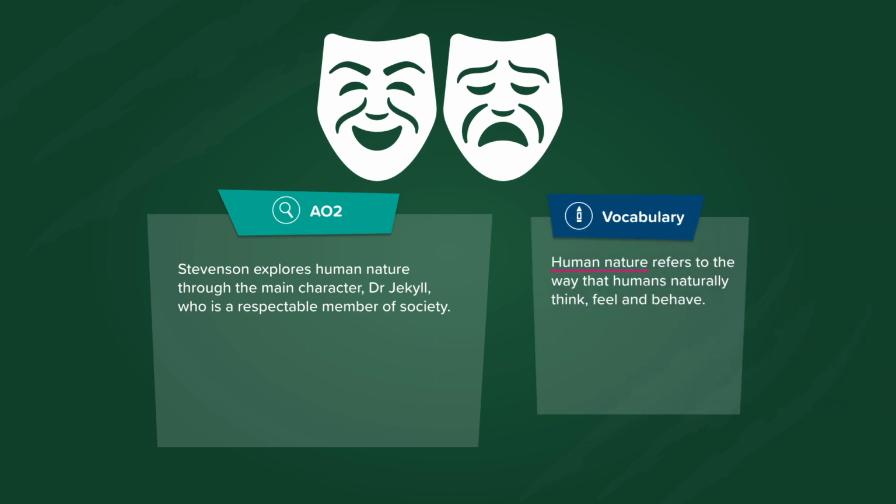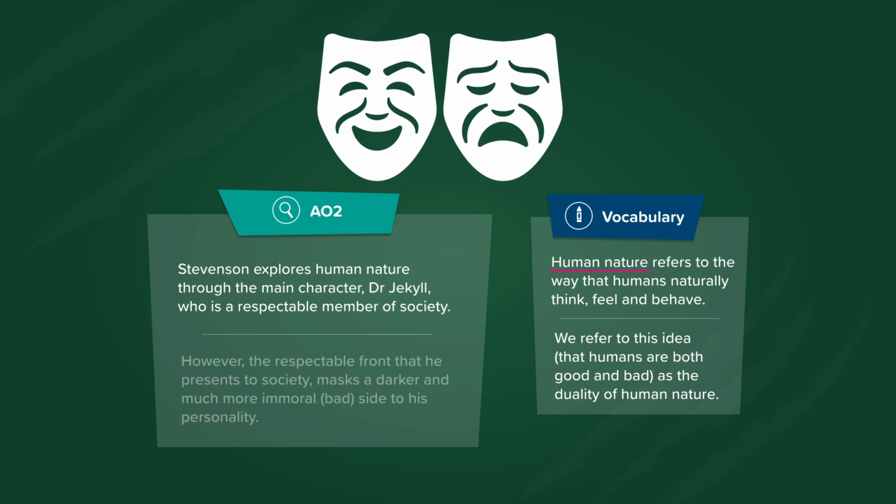Human nature refers to the way that humans naturally think, feel, and behave. We refer to this idea that humans are both good and bad as the duality of human nature. Jekyll is a respectable member of society. However, the respectable front that he presents to society masks a darker and much more immoral or bad side to his personality.